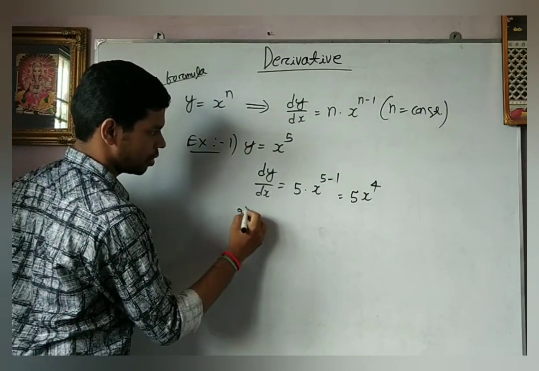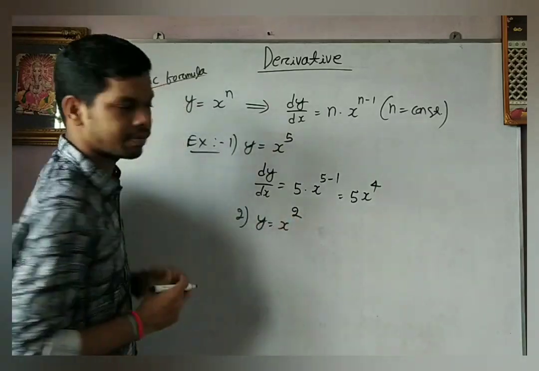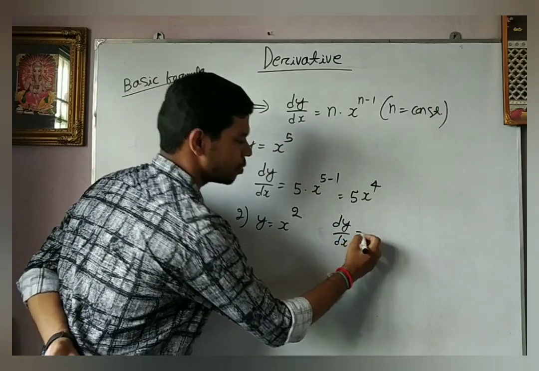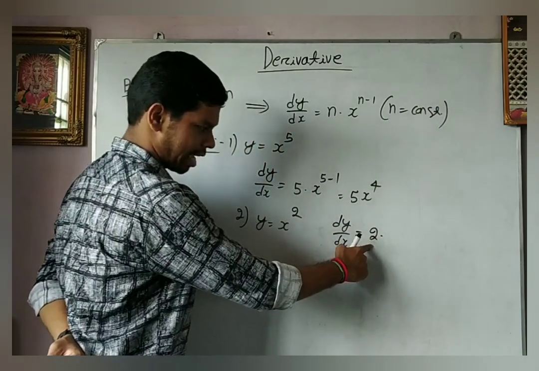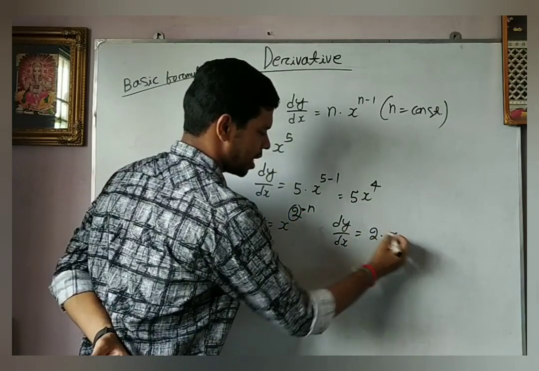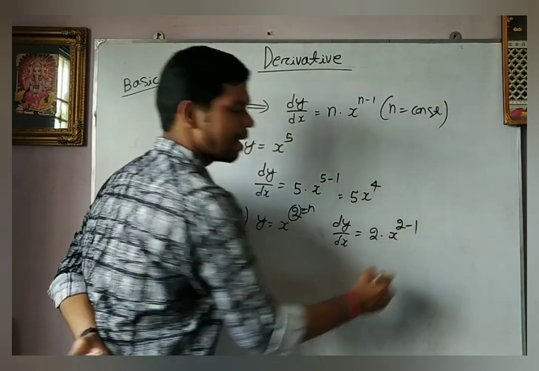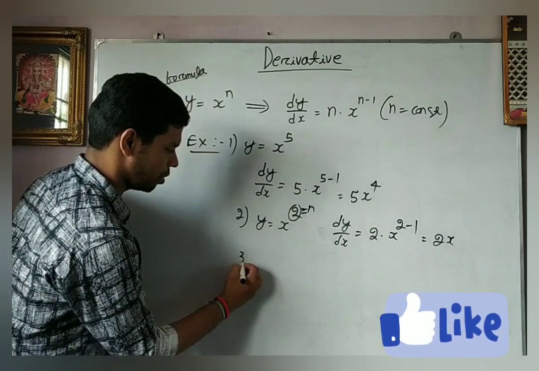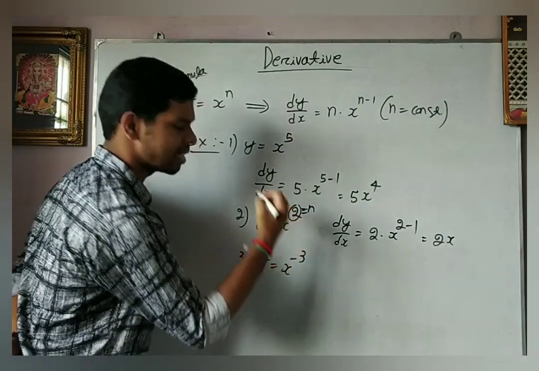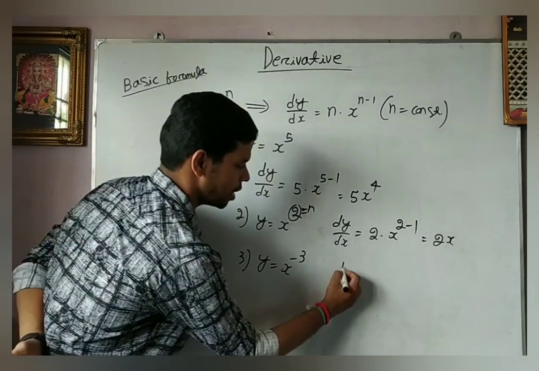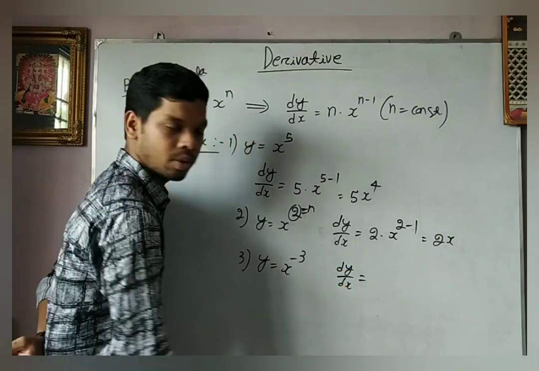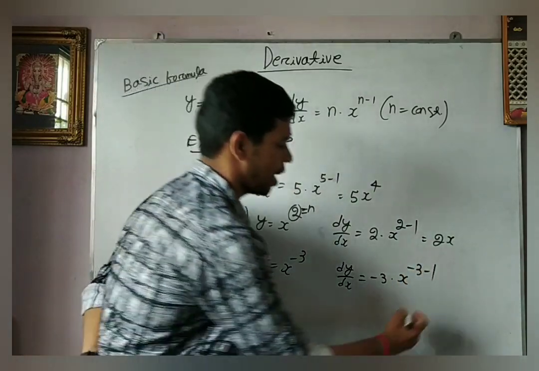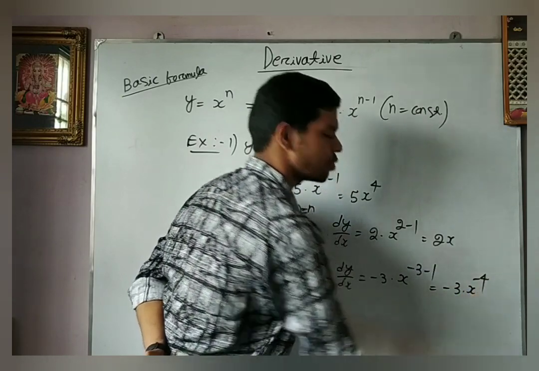Next example, suppose y equal to x square. So this is our first question, and dy by dx equal to 2 times x. This is our n times x to the power n minus 1, and 2 times x. Next example, y equal to x to the power minus 3. dy by dx equal to minus 3 times x to power minus 3 minus 1, and the answer is minus 3 times x to power minus 4.